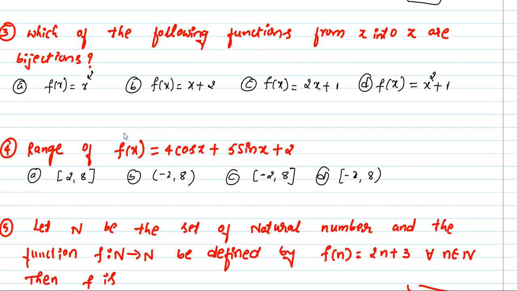Next, which of the following functions from Z into Z is a bijection? The first option is not x square, it is x cube. Put x is equal to 1, we'll get 1. Put x is equal to 2, we'll get 8. So for 1 we have an image of 1, for 8 we have an image of 2. It is not onto, because from 1 to 8 there is no pre-image in the domain set.